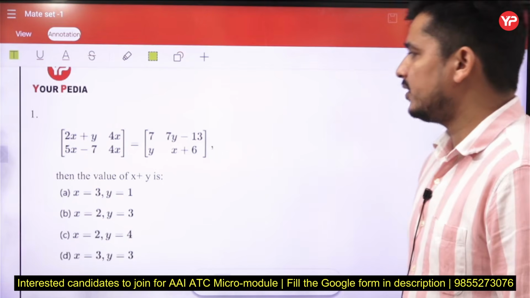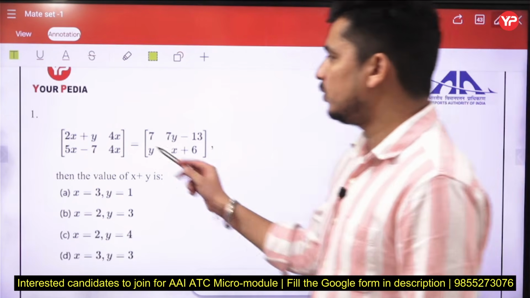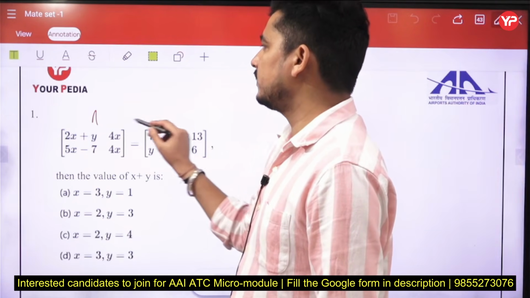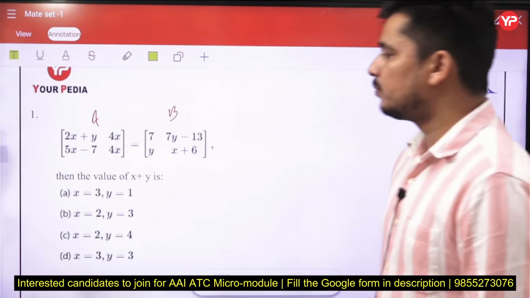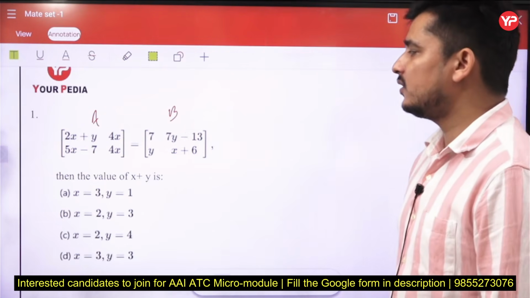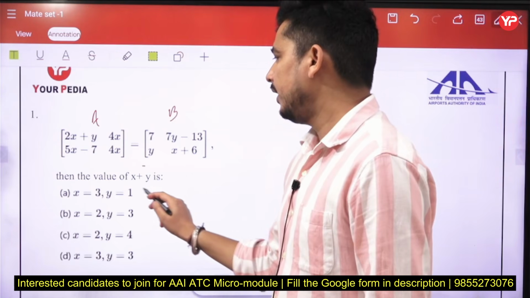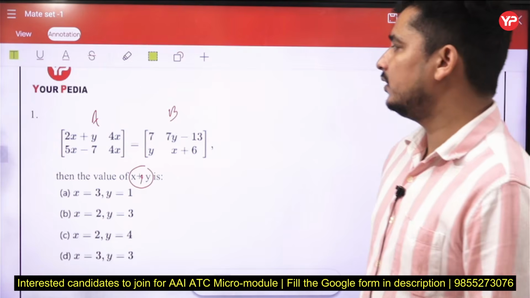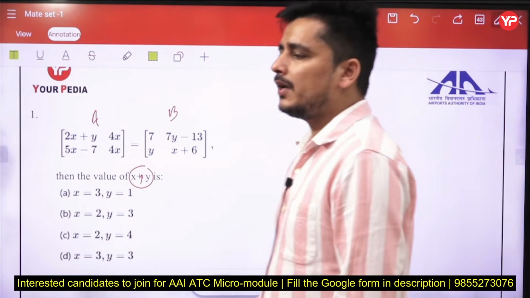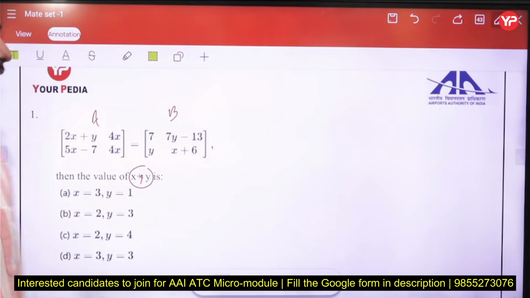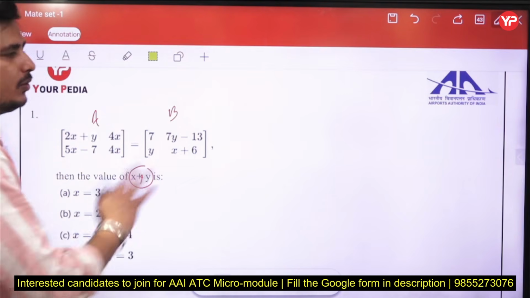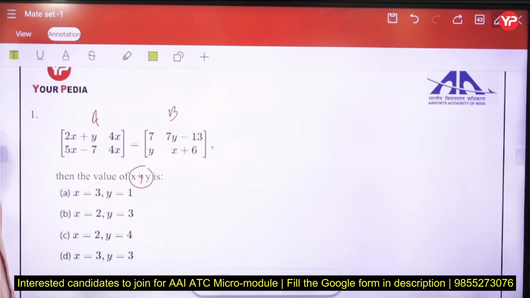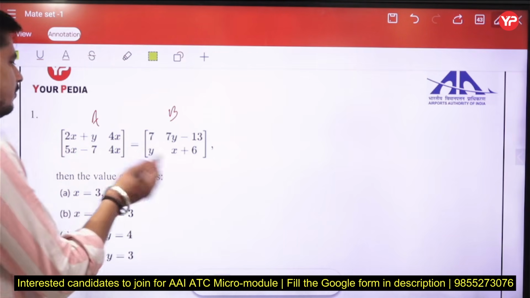Okay. The first question is that two matrices are given, let us take this as the A matrix and this as the B matrix. These both matrices are equal, and you have to find the value of x and y, right? Whenever two matrices are equal, their order should be the same. The first matrix is 2 cross 2, the second matrix is also 2 cross 2. Then we have to find the value of x and y.